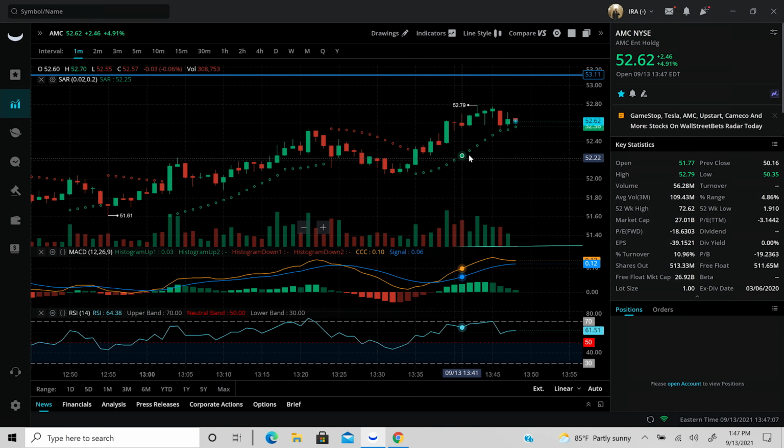So let's talk about parabolic SAR, stop and reversal. Let's get into the definition, then we'll get into the indicator, and then I will show you guys how you could use it to confirm your entry positions or your exit positions. This indicator you guys see here with the little dots serves two purposes, and we'll get into that in a second.